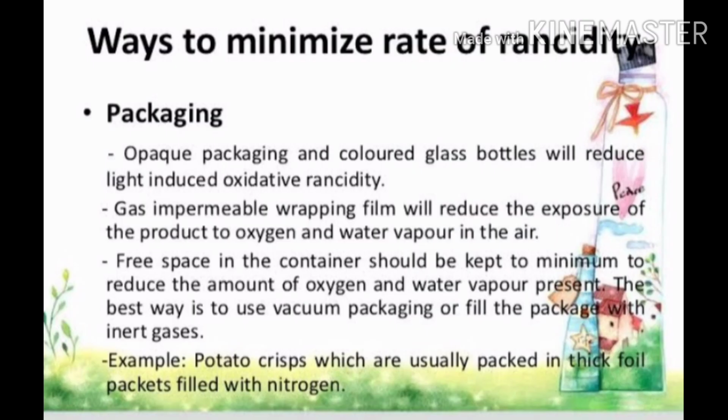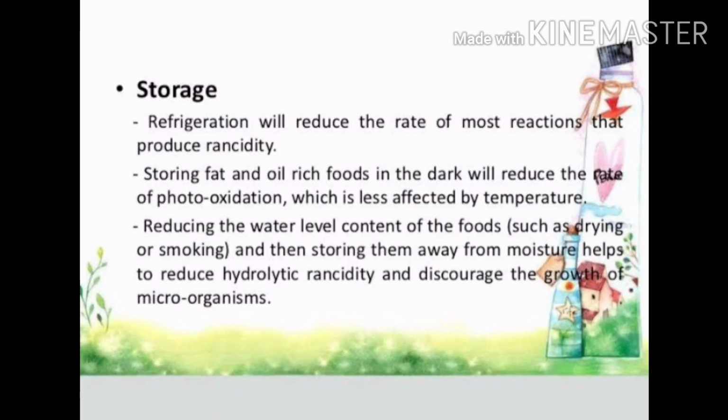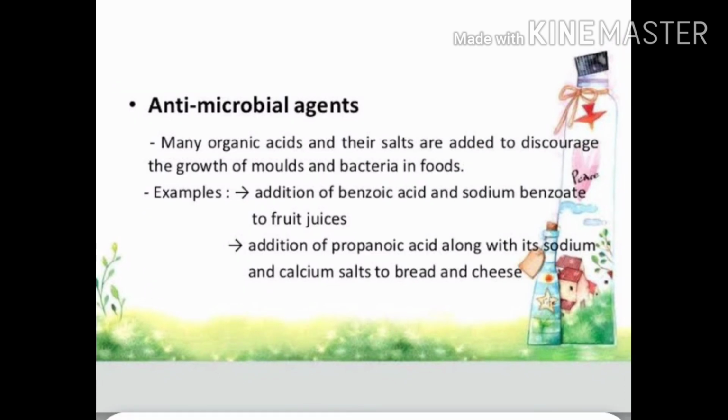Now, what are the ways of minimizing the rate of rancidity? Packaging of food in opaque and colored glass bottles, airtight packaging, and vacuum packaging with inert gases like nitrogen will minimize the rate of rancidity. Next is storage of food in refrigerators or in a dark room and storing them away from moisture. The last is using organic acids or antioxidants and their salts, for example, benzoic acid and sodium benzoate.